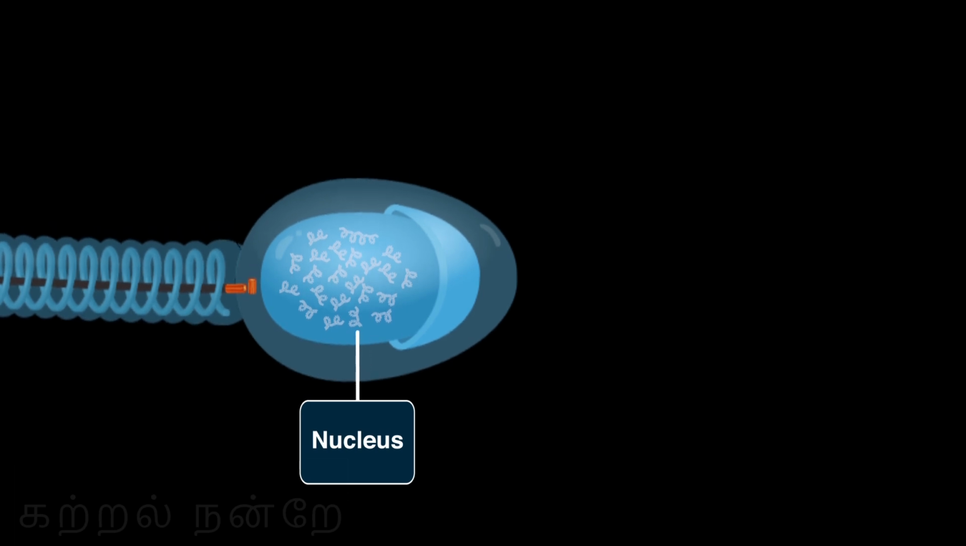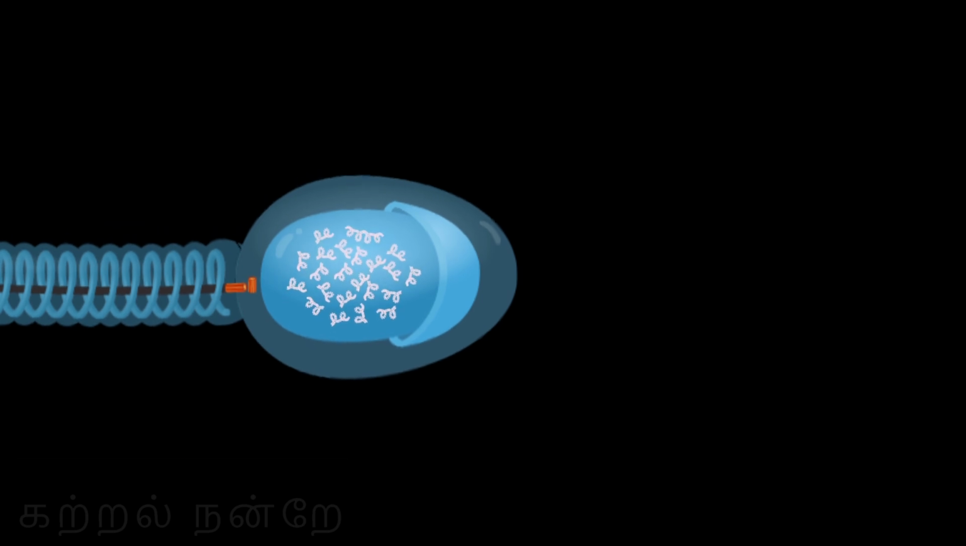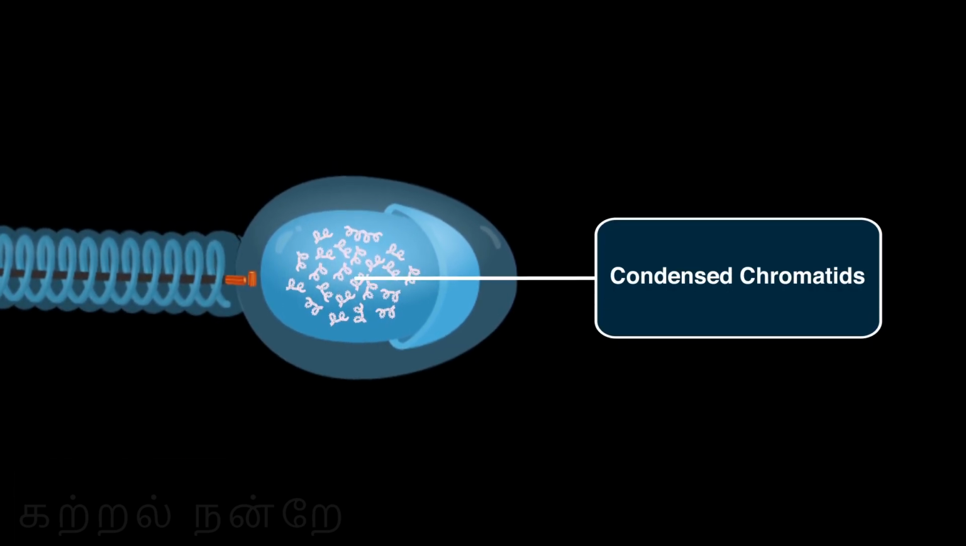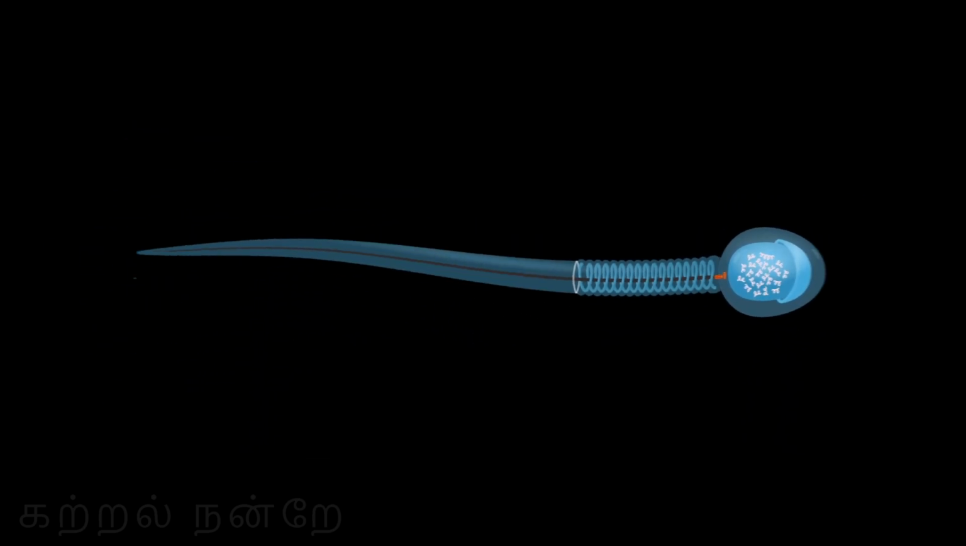Inside the head, the nucleus is a flattened and oval-shaped structure. The nucleus contains condensed chromatids. This condensation provides the sperm cell with the strength to withstand various physical stresses.